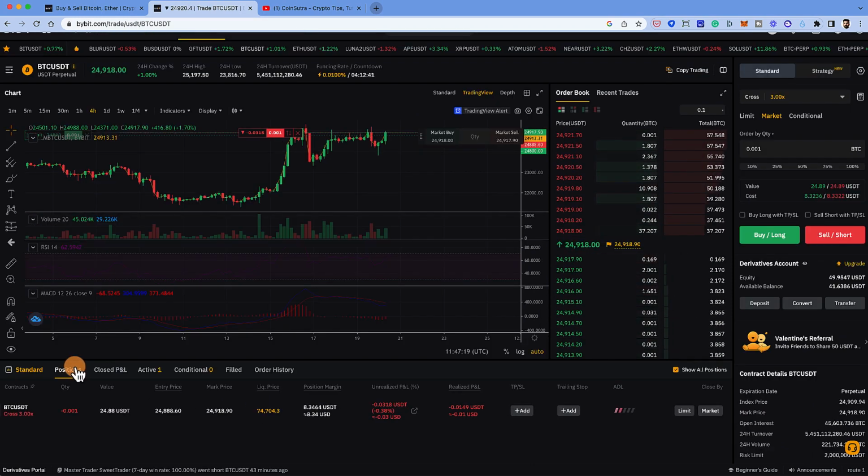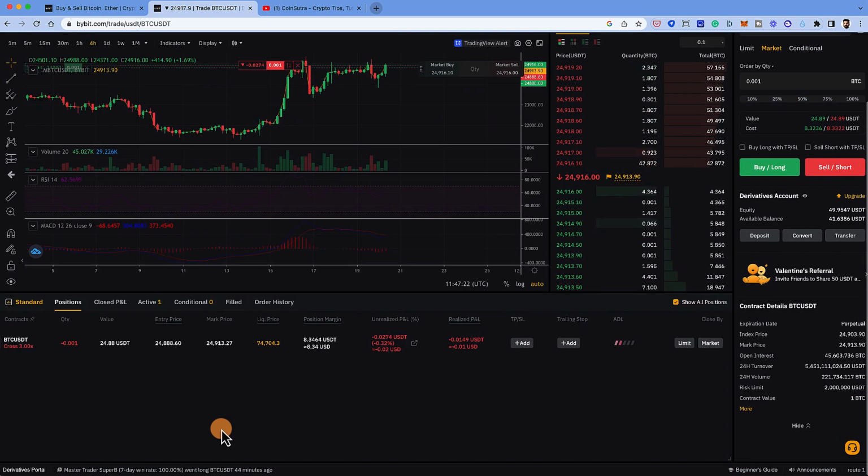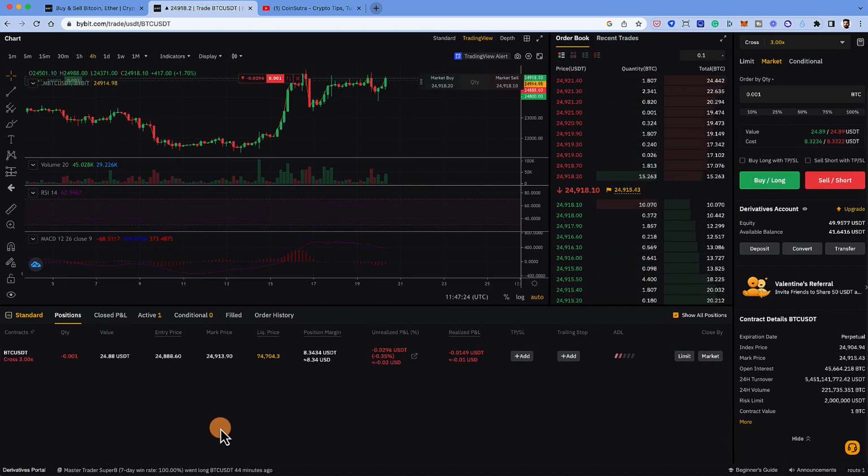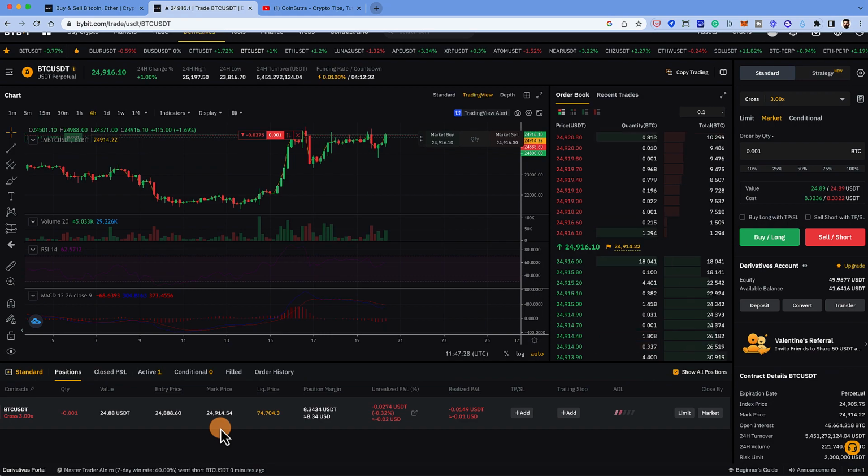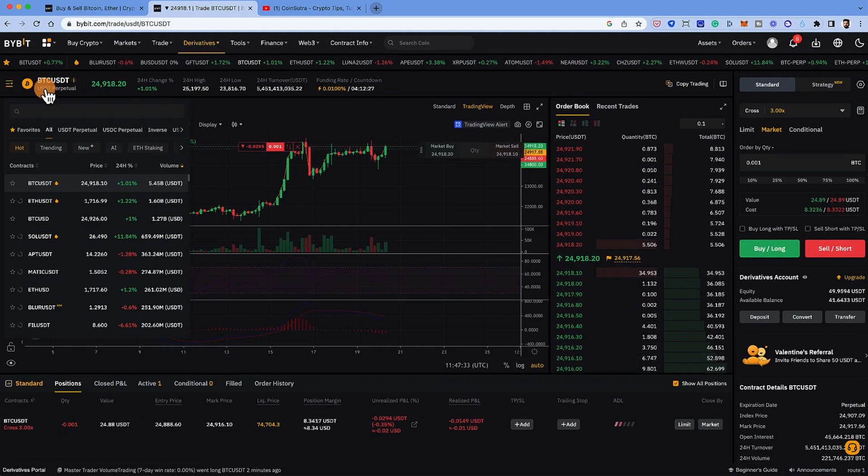Another very important thing that you need to know is that perpetual trading is risky, and you should do it only when you are accustomed to futures trading or when your win ratio is more than your loss ratio. So basically that's how you can do the perpetual trading.